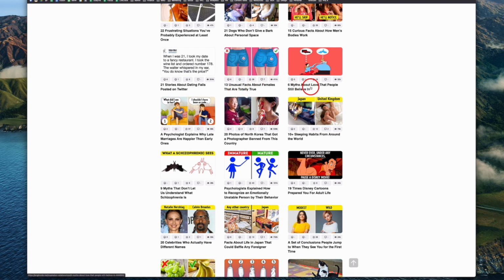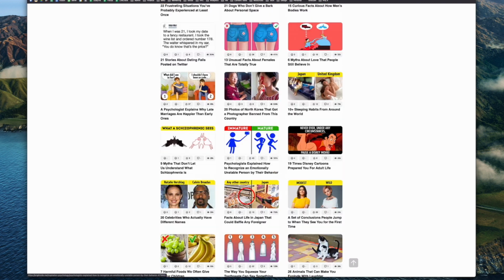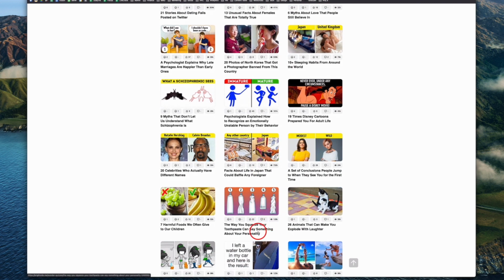13 unusual facts, curiosity about females that are totally true. 6 myths about love that people still believe in. These are curiosity and benefit, right? Psychologists explained how to recognize, so the benefit is recognize an emotionally unstable person. That's the benefit of this. And the psychologists explained how to by their behavior. Ooh, how do you do that? Okay. This is how you do it.